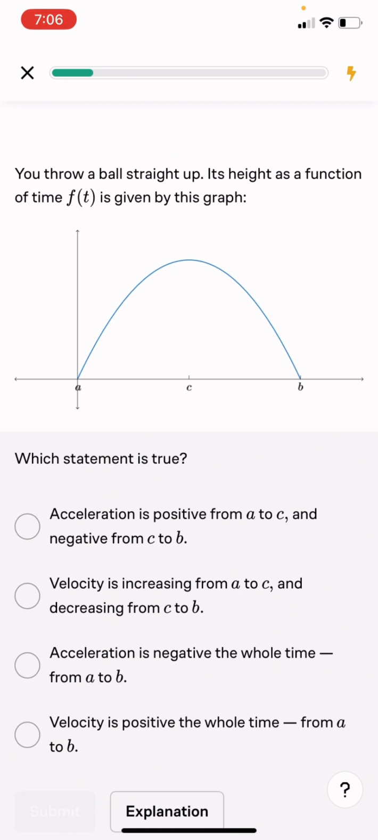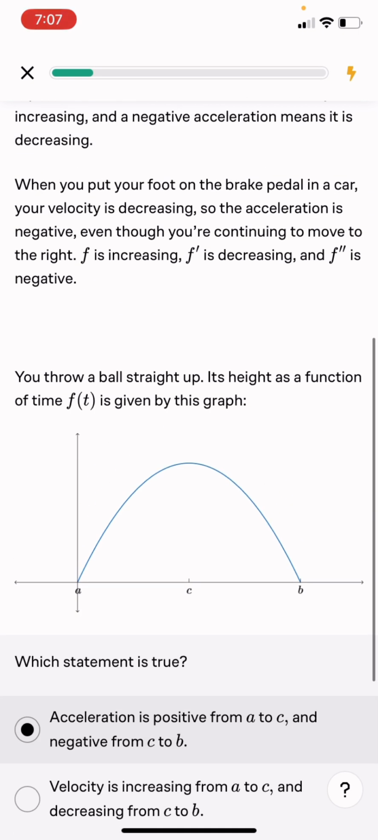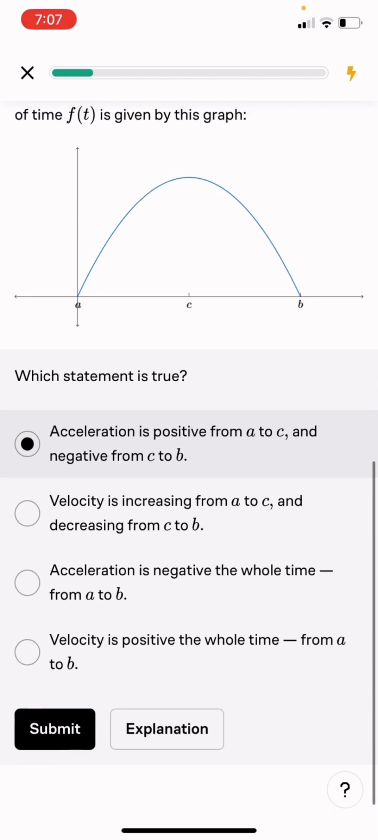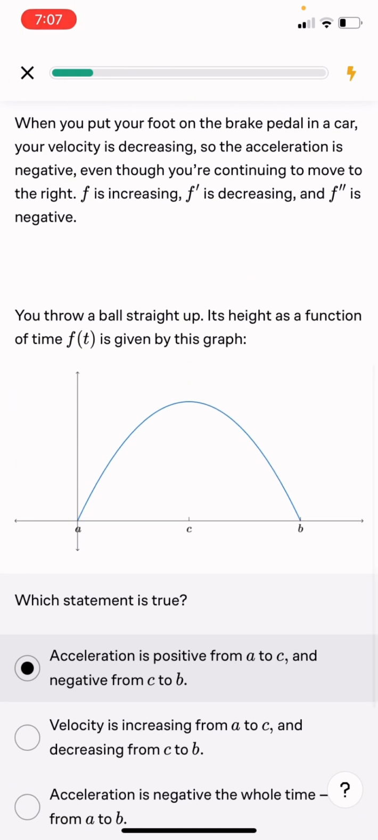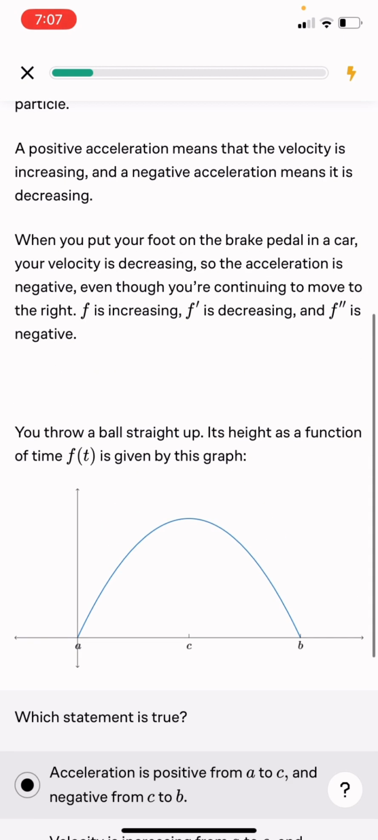I feel like acceleration is negative the whole time. Acceleration is negative the whole time. I guess it probably, yeah. You could also look at the frown. I guess you could solve, and you could also see how it's going slower and slower until it reaches a point where it just drops.